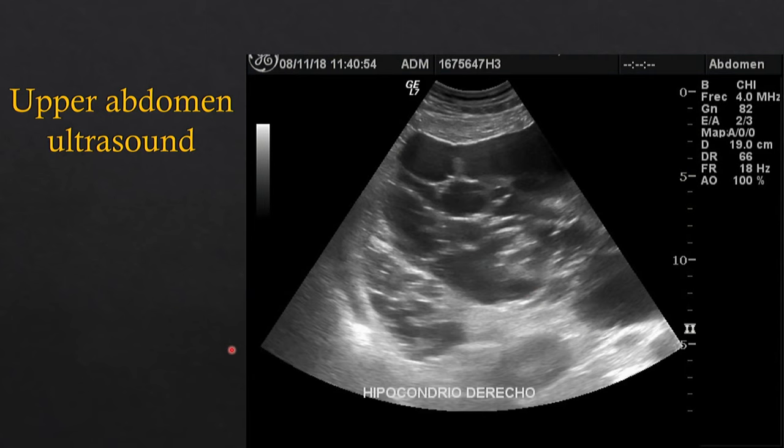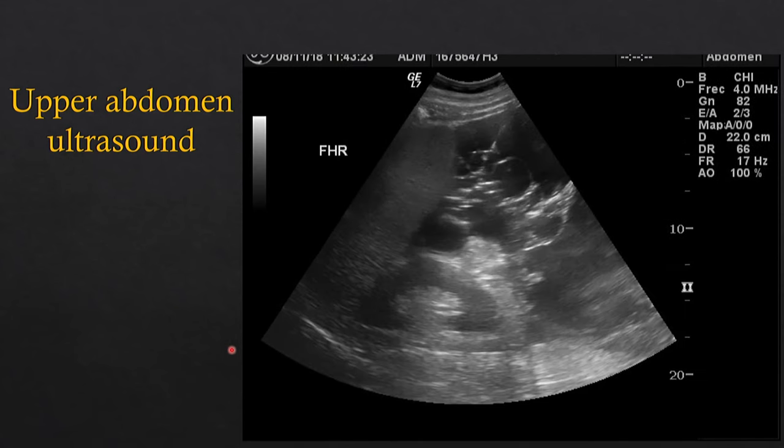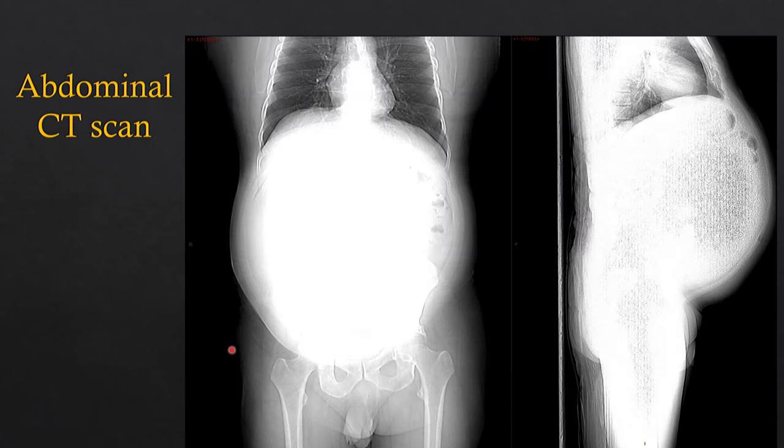And in the right hypochondrium, we saw the same image. Here is the same, but in a sagittal view. And also in the hepatorenal, the Morrison pouch, we found that the same image was even extending to the Morrison pouch and to the ipsilateral iliac fossa. So we suggested this patient an abdominal CT scan that was performed a week later.